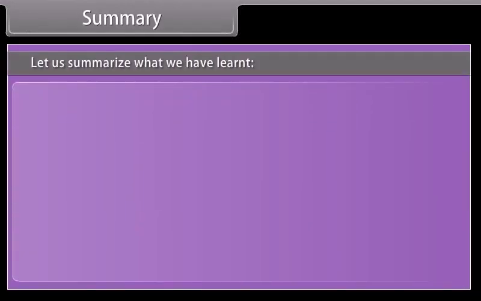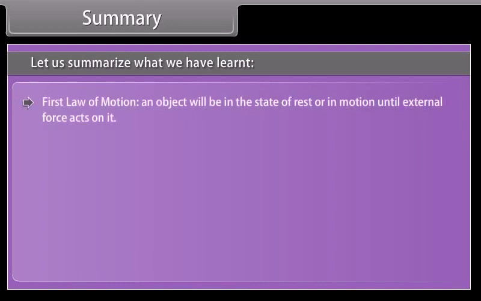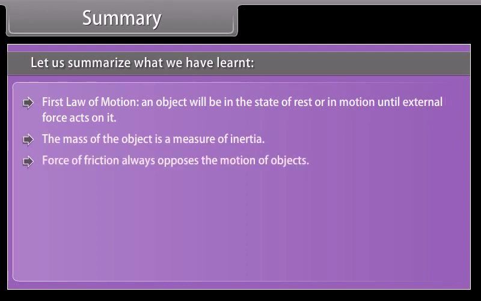Summary. Let us summarize what we have learned. First law of motion: an object will remain in a state of rest or in motion until an external force acts on it. The mass of the object is a measure of inertia. Force of friction always opposes the motion of objects.